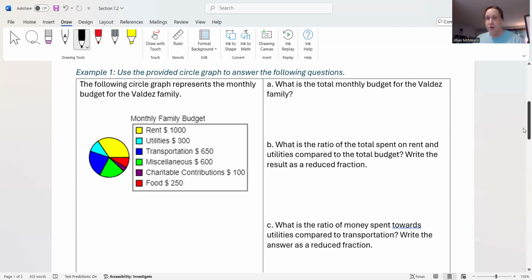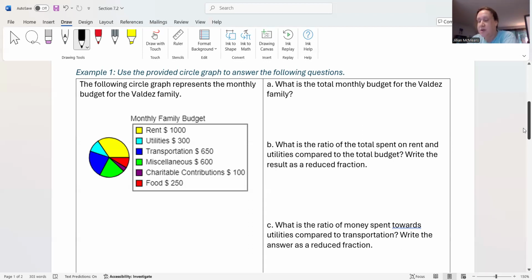You can see the little circle graph, but then there's a key that goes with it. Instead of labeling each individual pie piece, they've just made a key to represent what each piece is depicting. Here we have that yellow is rent, and just like we predicted earlier, rent is what most of us spend the most on each month. So yellow is rent. The light blue is utilities. Dark blue is transportation. Green is miscellaneous. Purple is charitable contributions. And red is food.